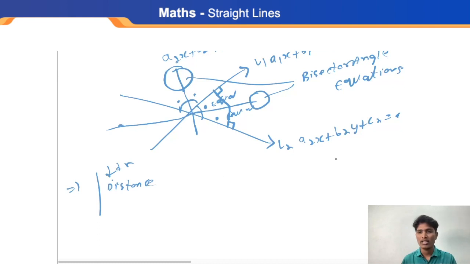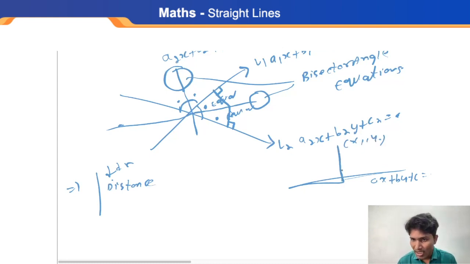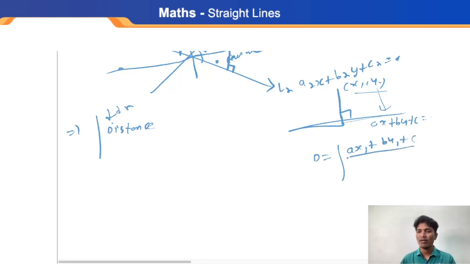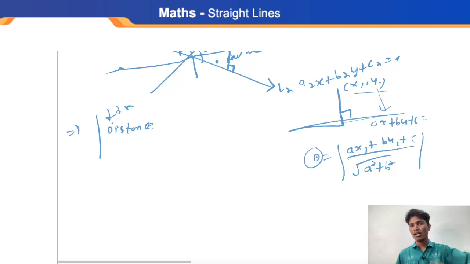If this is a straight line ax plus by plus c is equal to 0, and suppose x1 comma y1 is a point, if I want to find the perpendicular distance, I have to use the formula: d is equal to modulus of ax1 plus by1 plus c, divided by root of a square plus b square. Simply substitute the given point in the line. This is the perpendicular distance. Yes, so here the perpendicular distances should be equal.